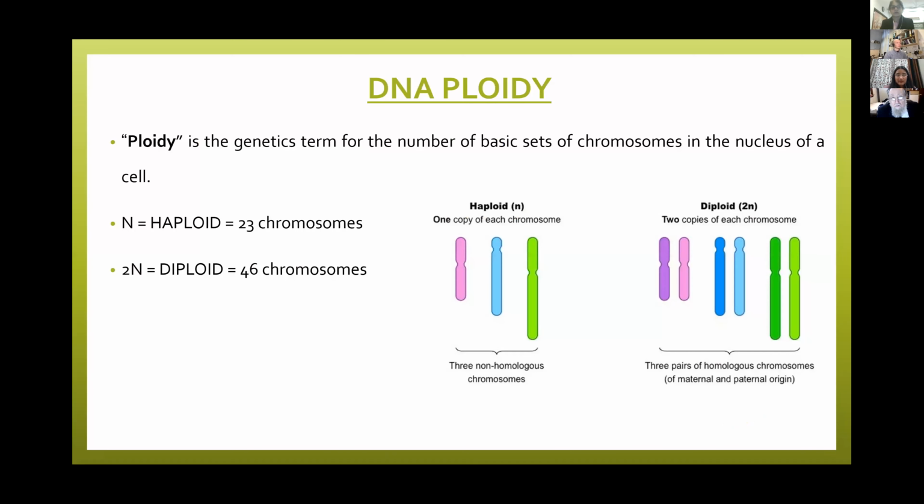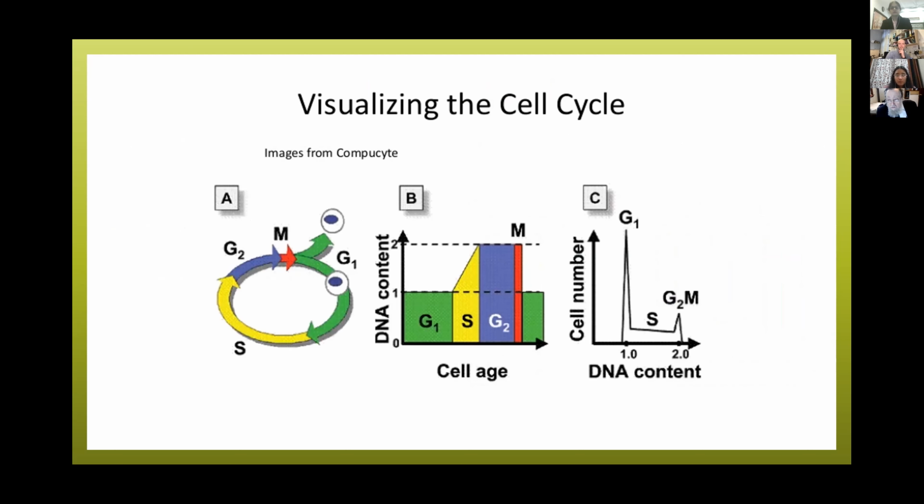So starting with the basics, what is ploidy? Ploidy is a genetic term that is used for the number of basic sets of chromosomes in a cell. If there is a single set of chromosomes, we call it haploid, which has 23 chromosomes. And if there are two sets of chromosomes, then it's called diploid, with 46 chromosomes. Now, this happens in a normal cell.